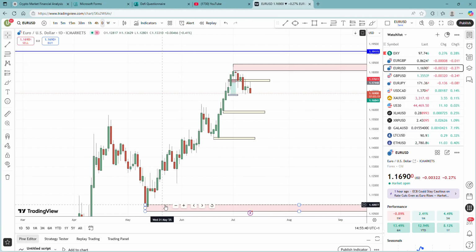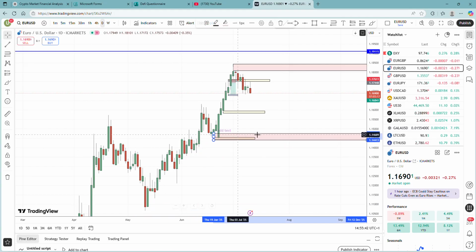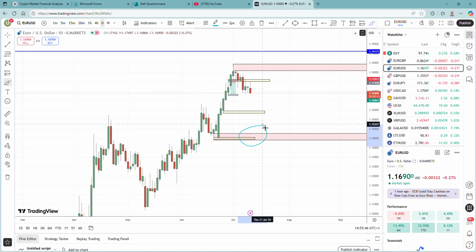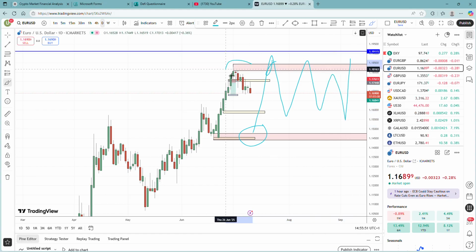Daily support here, but it's made a higher low. So you know price is going to move from support to resistance, so it'll go like that. Now price has rejected this resistance, it's expected to go down. It'll go to this level here because it's the most recent higher low.